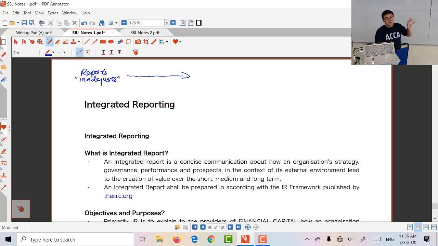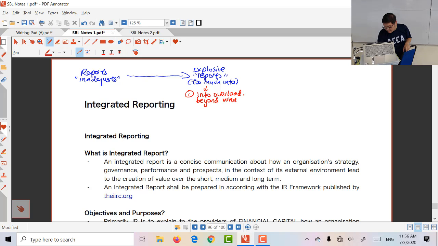Okay? Now, so the reports went from inadequate to explosive reports. Too much information. Okay? Now, because the report is so explosive, they have problems now. What kind of problems do they have? One, it's beyond what you need. The information inside is beyond what you need. Alright? So you have information overload, beyond what is needed for its purpose.